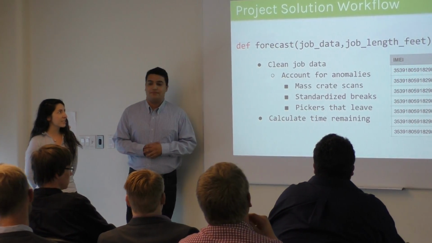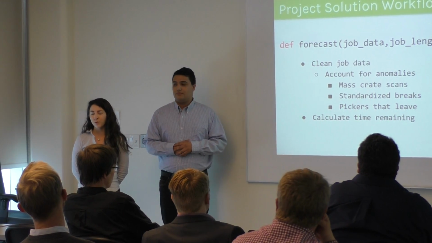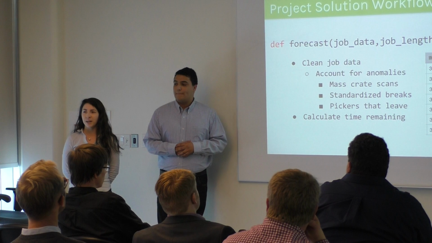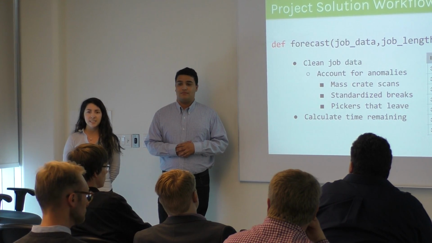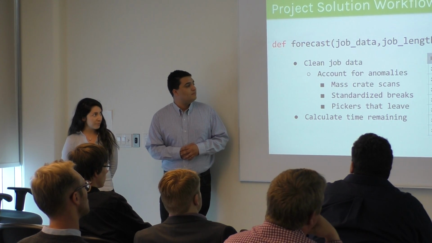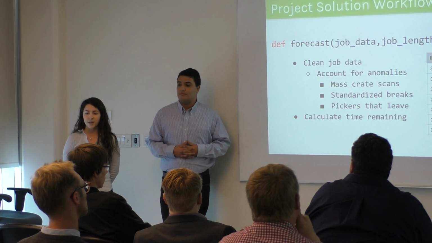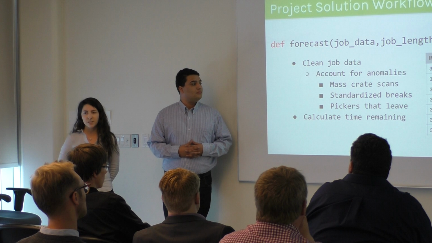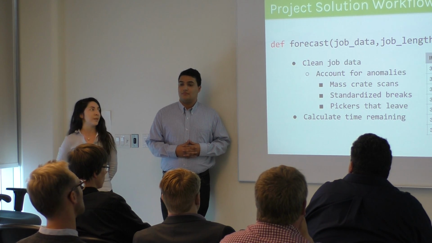So our project solution workflow was pretty simple. We needed a few things from Food Origins. We needed the job data, which was collected by a proprietary scanner that they have, and the data is given to us in table form. You can kind of see it to the right here. We collect things about the picker and then about their interactions with the crates. We know how fast it took to pick those crates, and we know exactly where that crate was picked.